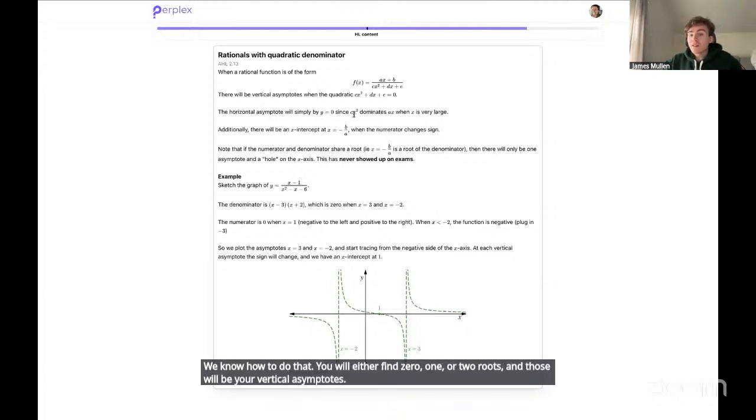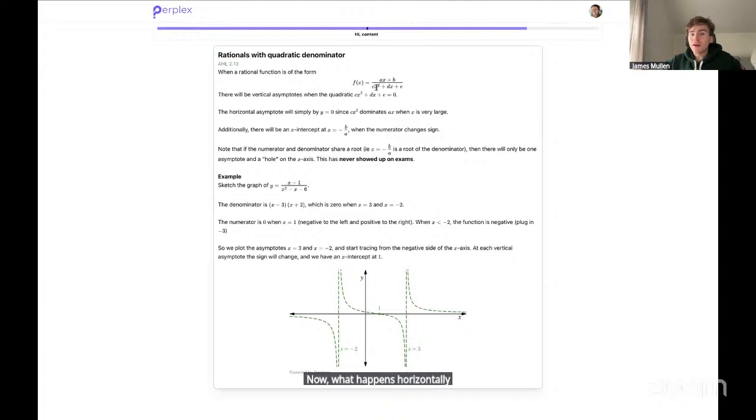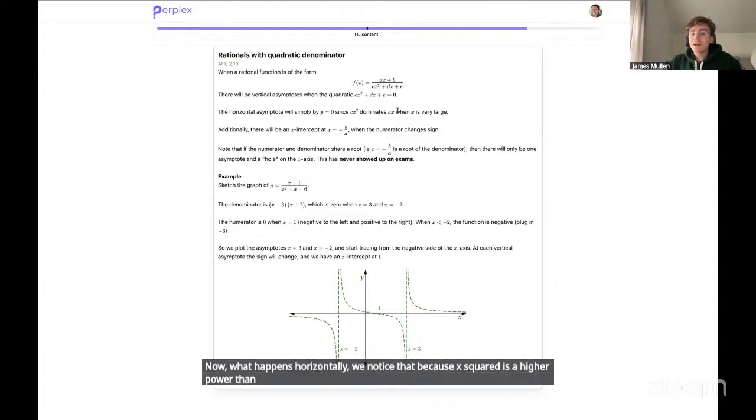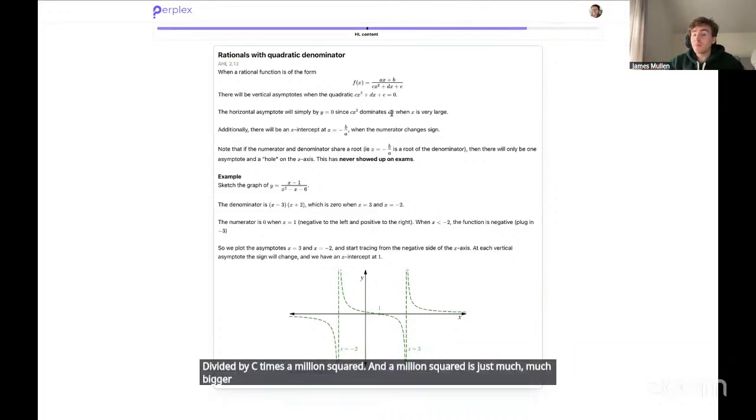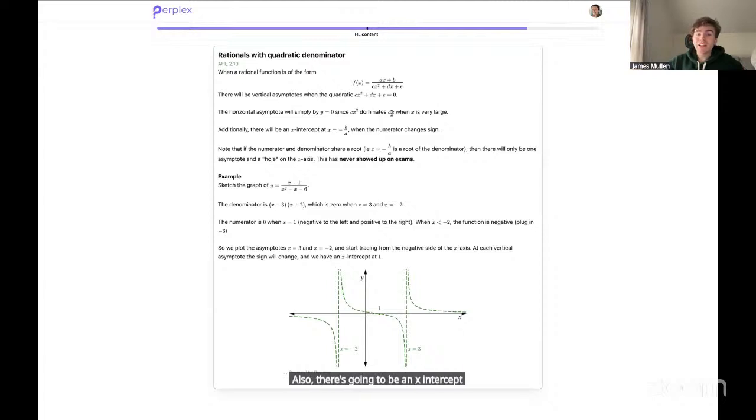Now, what happens horizontally? We notice that because x squared is a higher power than x, when x gets very big, cx squared is going to dominate over ax. So if I let x is equal to a million, I'm going to have a times a million plus a small number b, divided by c times a million squared, and a million squared is just much bigger than a million, and therefore you're going to have a horizontal asymptote at y is equal to 0 because you have this x squared, which is more important. Okay? Also, there's going to be an x-intercept at x equals negative b over a, which is when the numerator is 0 and it changes sign.